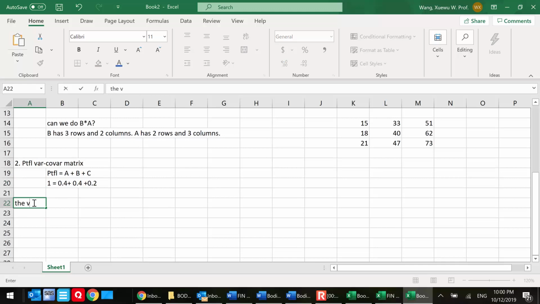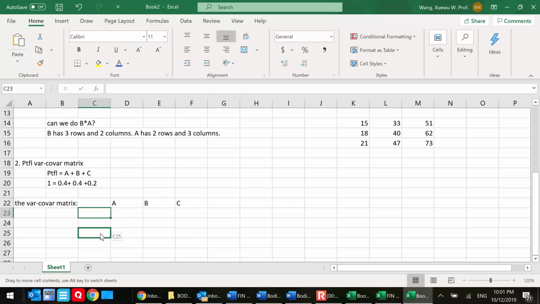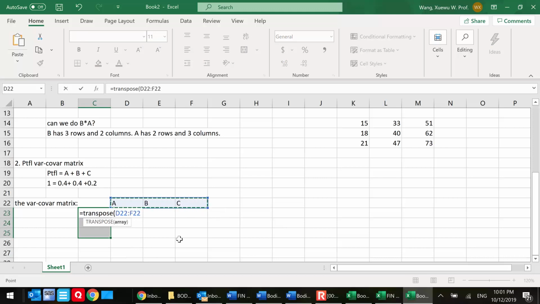Then the variance covariance matrix for your portfolio is going to be between the three assets. So I'm going to have a 3 by 3 matrix. A, B, and C here, and also I want to have A, B, C. So I'm going to use my transpose function here, to transpose ABC from a row into a column. Again, it's an array function, Control Shift Enter.